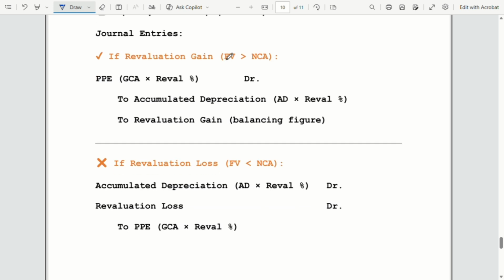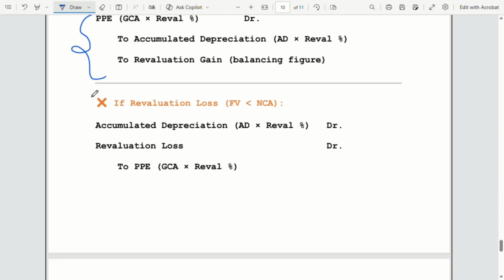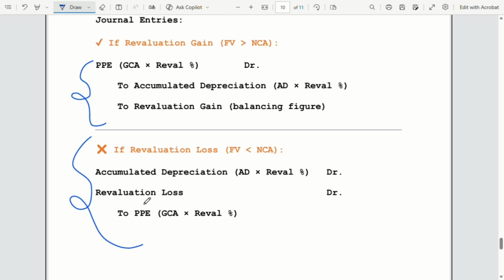If it is a gain, then we do a journal entry like this, and if it is a loss, then we do it like this. It's a simple method.